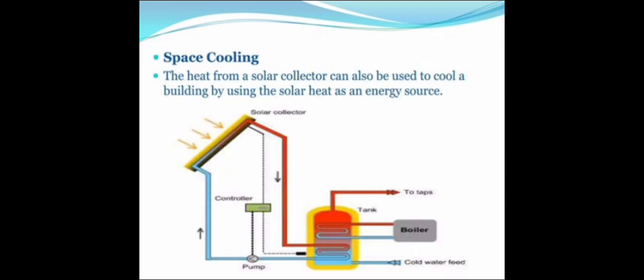The heat from a solar collector can also be used to cool a building by using the solar heat as an energy source. In space cooling, evacuated tube solar collectors and solar panels absorb the sun's heat, which is then used to heat up a 1200 gallon insulated hot water storage tank until the water reaches 180 degrees Fahrenheit. The hot water is then pumped into a generator, then into a chiller.